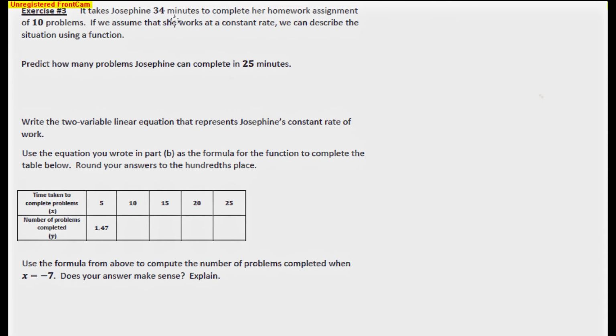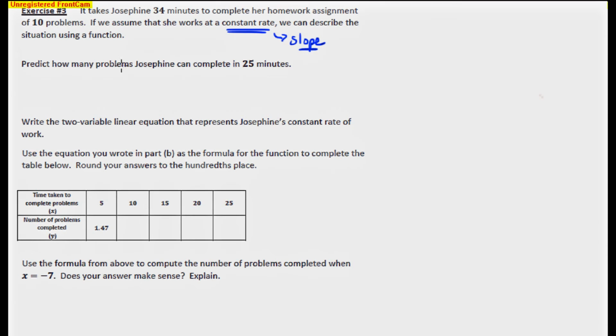It takes Josephine 34 minutes. Notice each one of these problems, we're kind of stepping it up a notch here. So it takes Josephine 34 minutes to complete her homework assignment of 10 problems, okay? If we assume that she works with a constant rate, okay, we've seen this before, constant rate. All right, that reminds me of the word slope. Okay, so we can describe the situation using a function. All right, so here's what we want to do. First, we want to step through this here. It says predict how many problems Josephine can complete in 25 minutes.